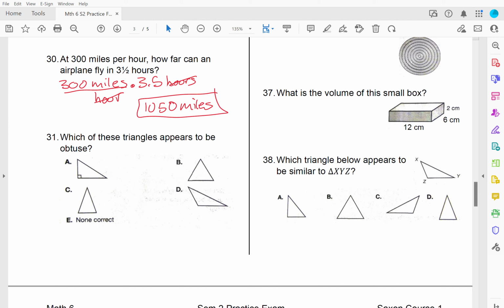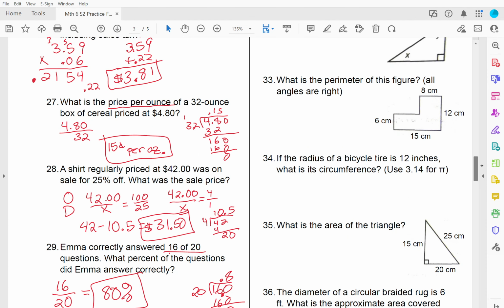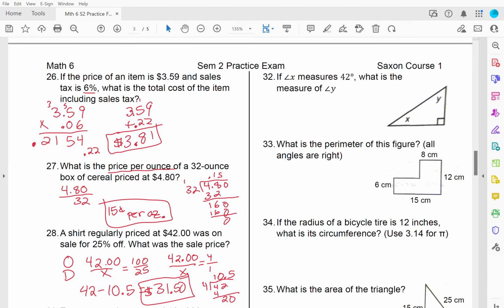Alright, which of these triangles is obtuse? It's got to be this one, where it has this weird obtuse angle. The answer would be D. Alright, moving to the top of page 3 again. We're on number 32.